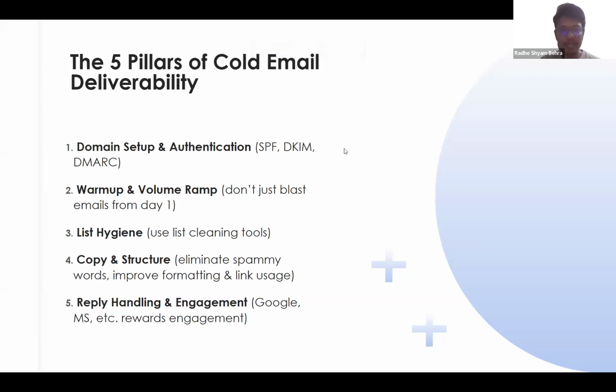Okay, so we were talking about the 5 pillars of cold email deliverability. All of these 5 pillars that we are going to talk about right now, if done correctly, will provide you with the results that we were seeing on Ritesh's screen just moments ago. All of these 5 steps are very important, and they cannot be ignored or done in an ordinary way. They need to be done exactly as they are supposed to be done. Any step that is missed is going to create problems for your deliverability. So first thing is domain setup and authentication.